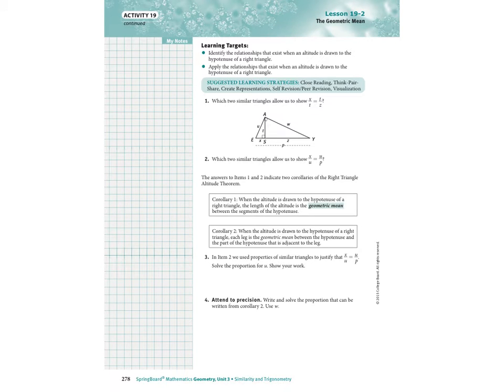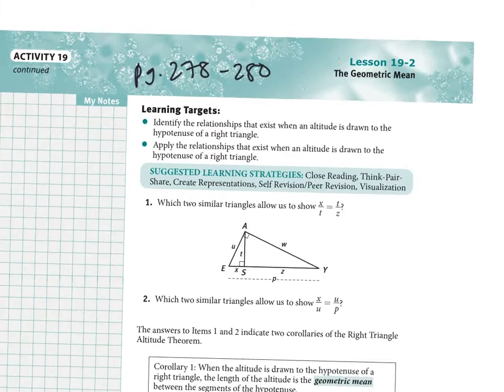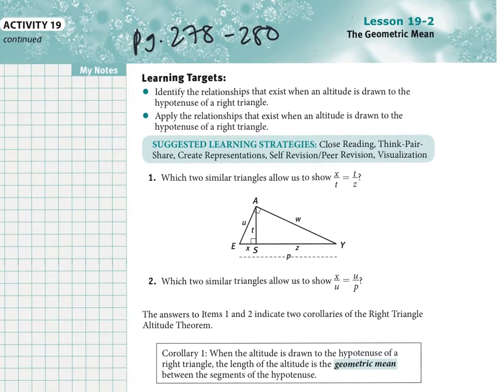Hello, geometry students. This is Miss Graham, and today we are going to be looking at lesson 19.2, the geometric mean. So go ahead and pull out pages 278 through 280 in your textbook. We're going to go ahead and start off with our learning targets up at the top.